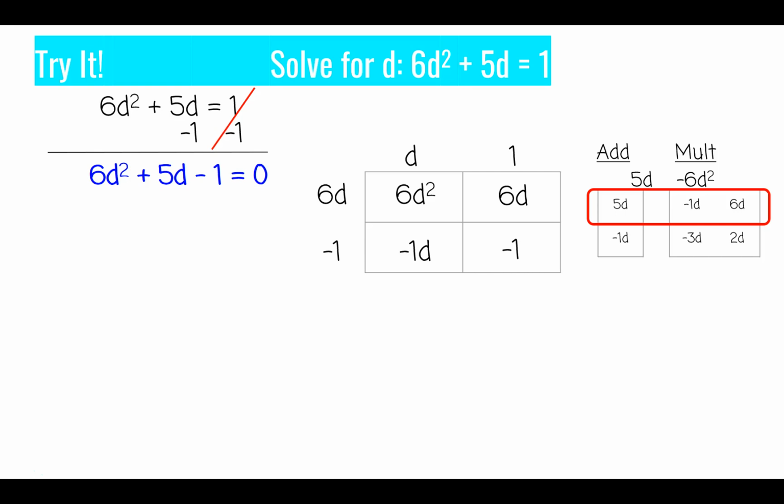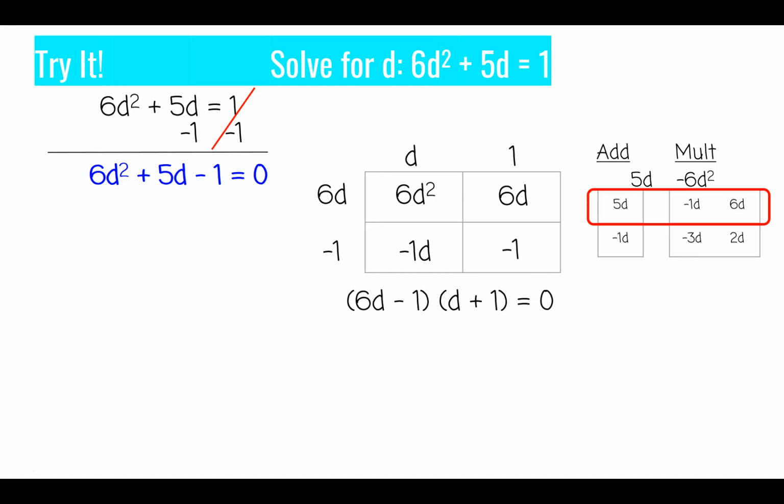You can do it. What are your two factors? How do I rewrite this into factored form? 6D minus 1 and D plus 1. Yes, sir. Good. Good, good. That is my factored form of my quadratic. Remember, we have standard form, which is the blue, and then factored form, which is after we factor it.